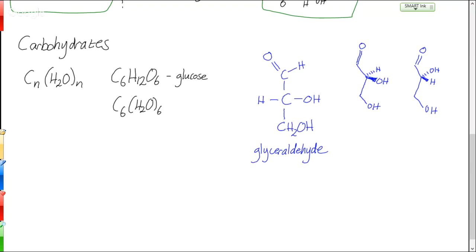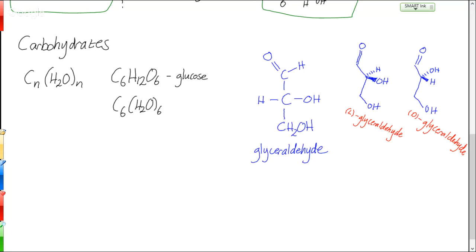I'm running out of room here, but this one would be called L-glyceraldehyde, and this one would be called D-glyceraldehyde. They are enantiomers or stereoisomers, and we'll get into in a minute how you know which one's D and which one's L. Pretty much all naturally occurring sugars in the world are the D type and not the L type.